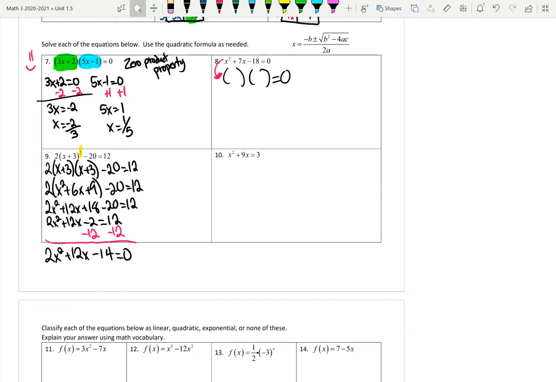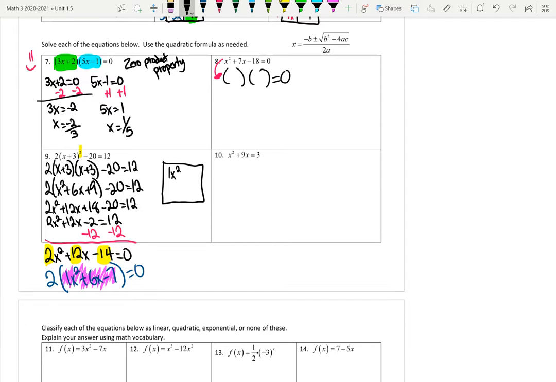Now I'm going to take a moment and think. I could go quadratic formula at this point, but I see a common coefficient of 2. Since I'm going to be solving it, I'm going to go ahead and represent this as 2 times 1x squared plus 6x minus 7 equals 0. Both of these are equivalent equations. The reason why I'm going to use the one on the bottom is because 1x squared plus 6x minus 7 is going to be easier to factor.